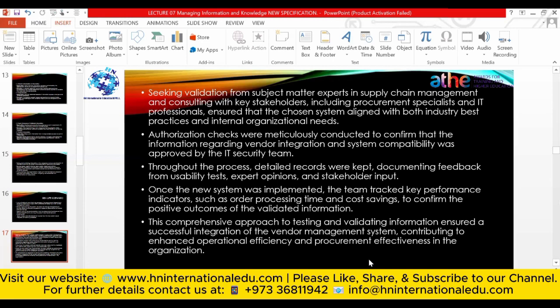This comprehensive approach to testing and validating information ensured a successful integration of the vendor management system, contributing to enhanced operational efficiency and procurement effectiveness in the organization. So the assessment criteria 3.2, when we want to apply that in real life, in any organization, whether it's a small, medium, or large size, this is how we do it.